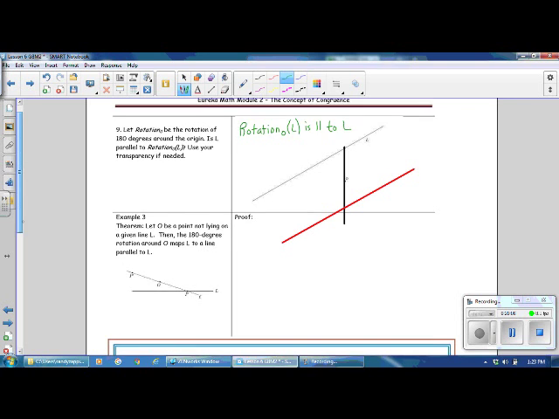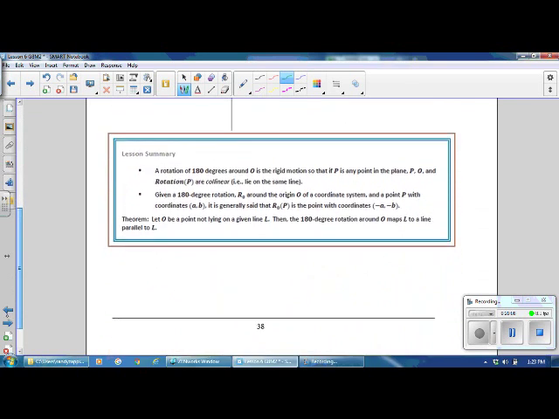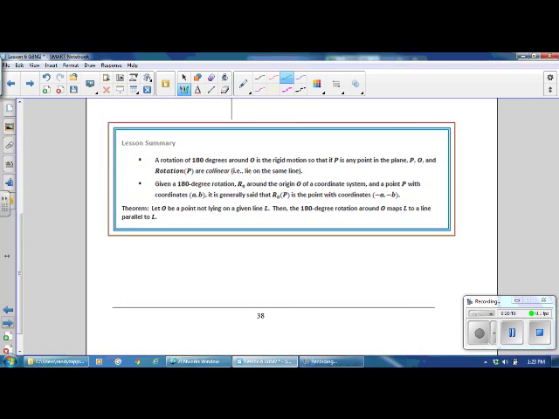We're going to skip example 3 for now, and let's go down to our lesson summary. A rotation of 180 degrees around O is a rigid motion, so that if P is any point in the plane, P, O, and the rotation of P are collinear. That is to say that P, the original point, and O, the point of rotation, and P prime, the rotated point, are collinear. They lie on the same line.